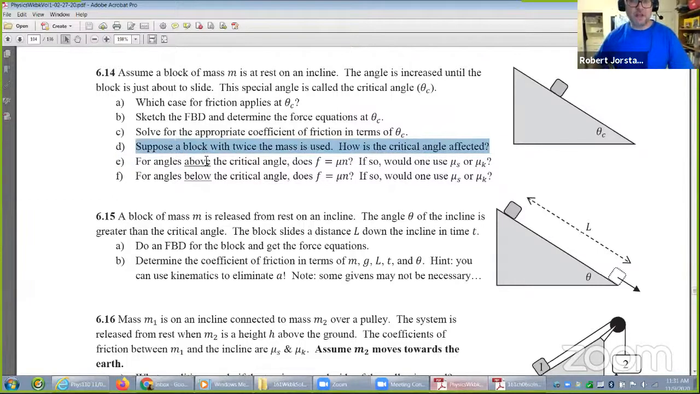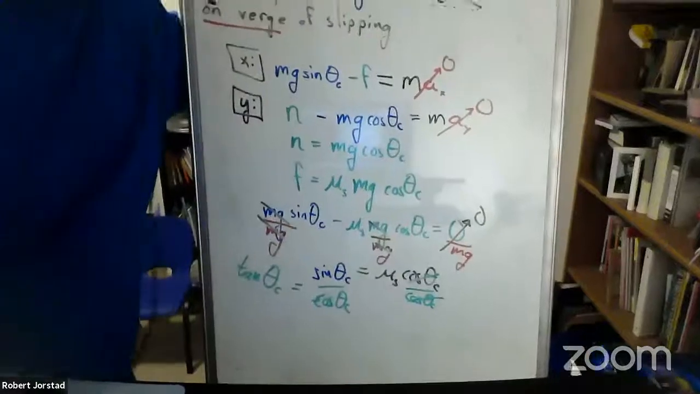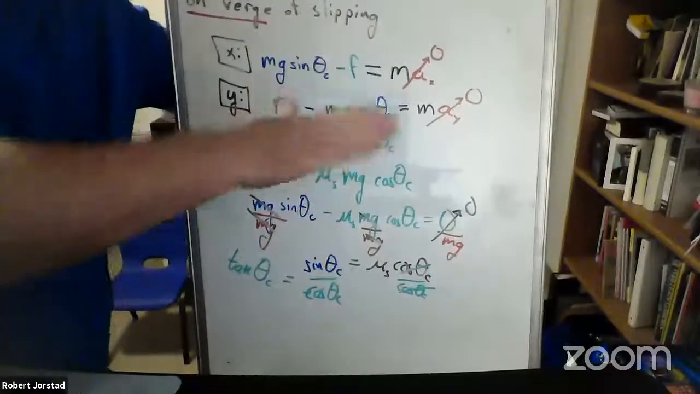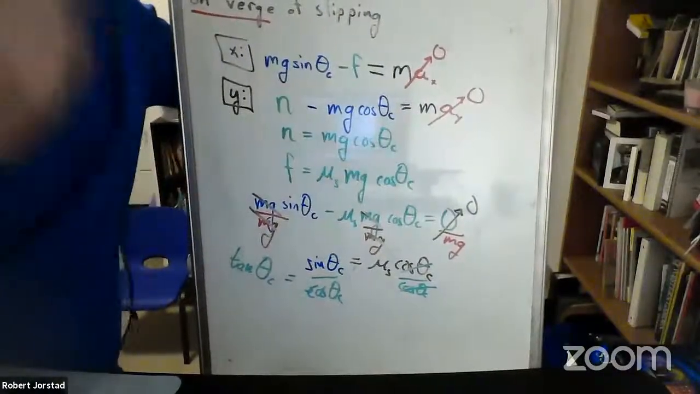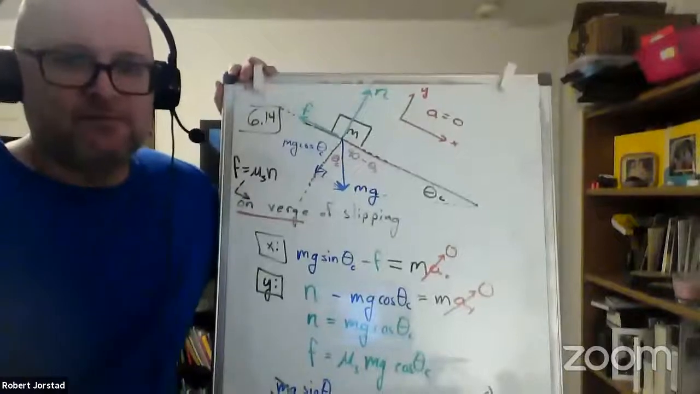If I had used a block with twice the mass, according to the theory, how is the critical angle affected? What do you think? It'd be the exact same. Exactly. And so this is something you could test in the lab. And again, I don't know if you noticed, there's a lot of statistical variation here, but if you do this hundreds of times on average, we'll see that the mass doesn't matter. Okay. Yeah, good.